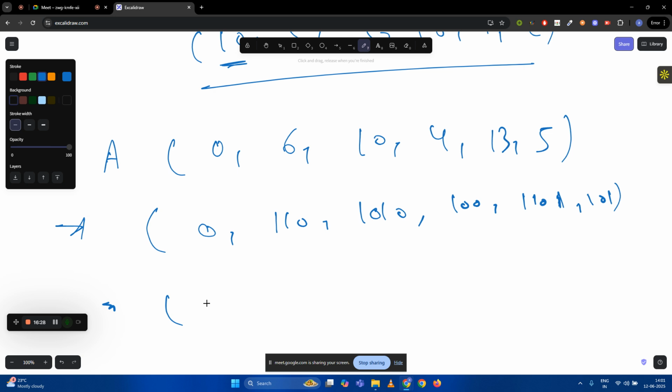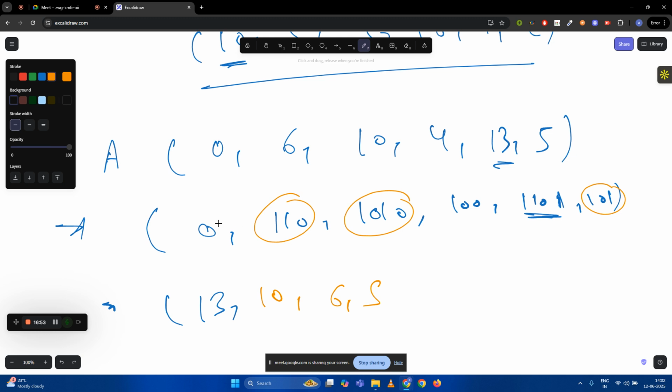The number which has the highest number of set bits. So which one has the highest number of set bits? 13 has the highest number of set bits. So 13 will come first. Next, which will come? Next, we are having two set bits. So two set bits are in 6, 10, 5. So these numbers are having two set bits. If they are having the same number of set bits, the number which is larger will come first. So 10 is larger, then 6, then 5.